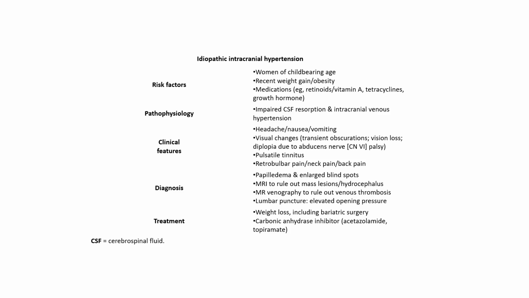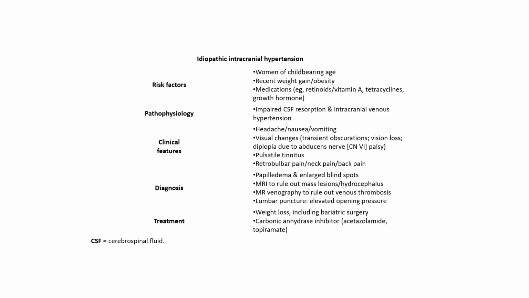How can you do diagnosis? You do fundoscopy, and if you see the papilloedema and enlarged blind spot, you may guess that it may be the IIH. You should do MRI, MRV. Why are you doing MRI? To rule out any sort of mass lesion or hydrocephalus. Why are you doing MRV? To rule out any sort of venous thrombosis. In lumbar puncture, you get elevated opening pressure.